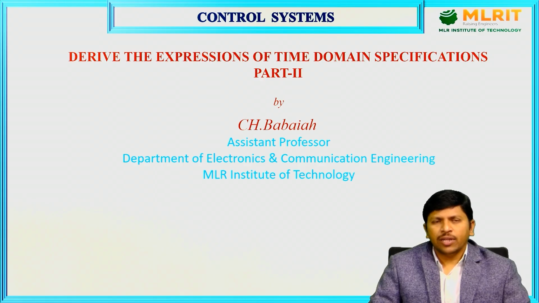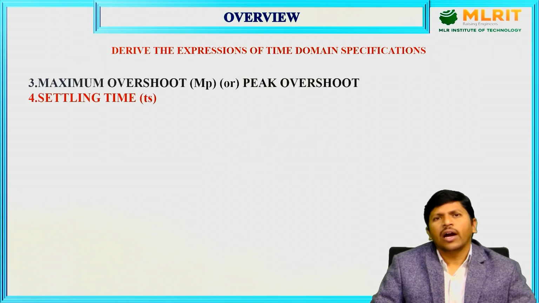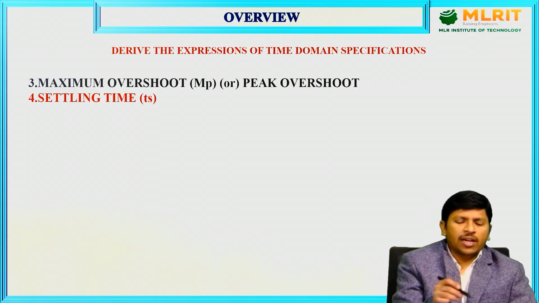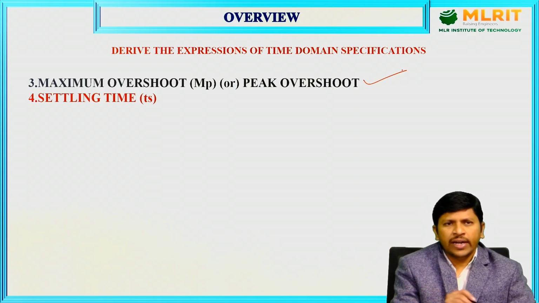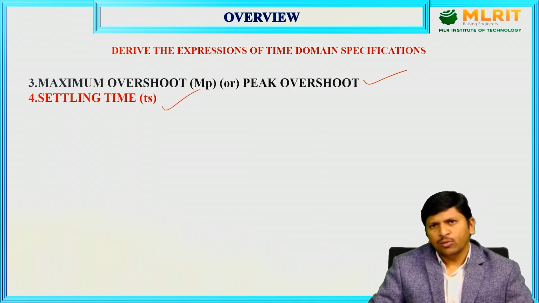Today I am going to explain and derive the expressions of the time domain specifications. This is a continuation part. In the previous video, some expressions for time domain specifications like rise time as well as peak time were derived. But today I am going to derive the expressions for the time domain specifications like maximum overshoot or peak overshoot, as well as the settling time.